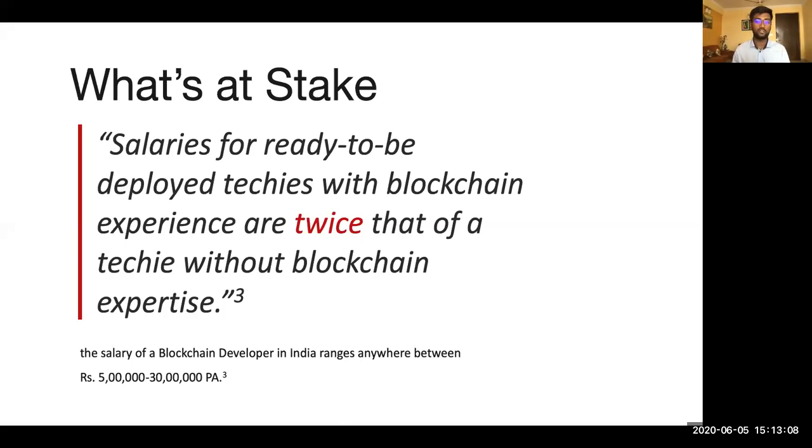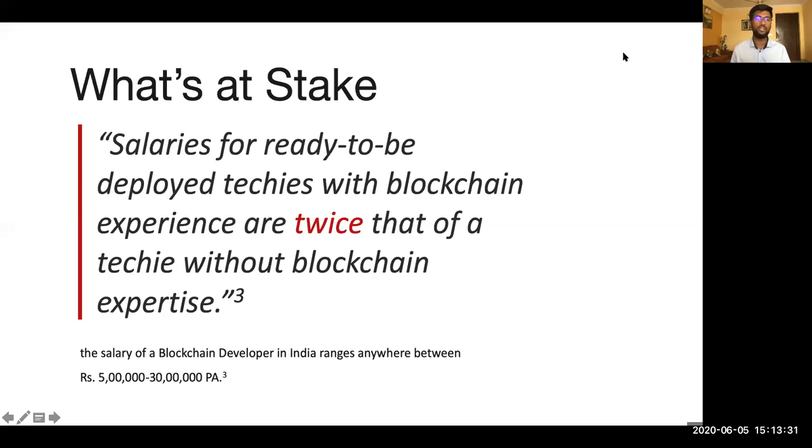And this was a few years back. Today, this definitely would have grown further, because the dearth of blockchain talent is still continuing. And any day, the average salary of a blockchain developer in India ranges from INR 5 lakh to 30 lakh per annum. That's in INR, so please convert into your respective currencies.